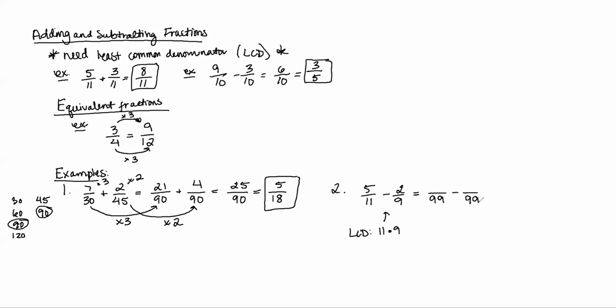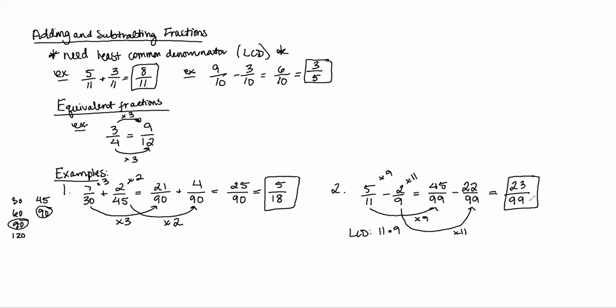All right, so now let's go ahead and see what we have to multiply these by. So from 11 to 99, we have to multiply that by 9. So 5 times 9 gives us 45. From 9 to 99, we have to multiply by 11. So 2 times 11 is 22. And then subtracting those, 45 minus 22 gives us 23 over 99. And 23 is prime, and it doesn't go into 99, so we cannot reduce this one.